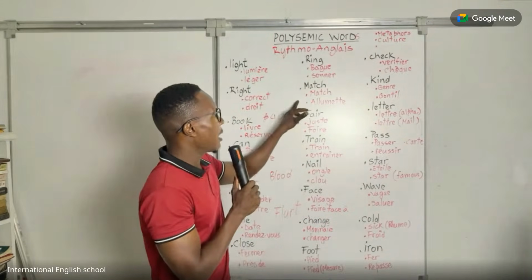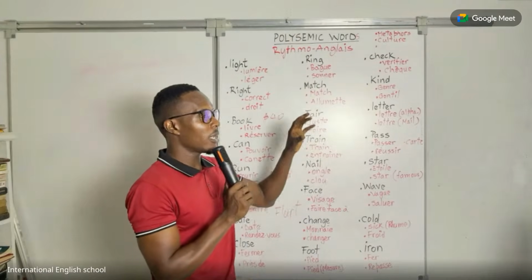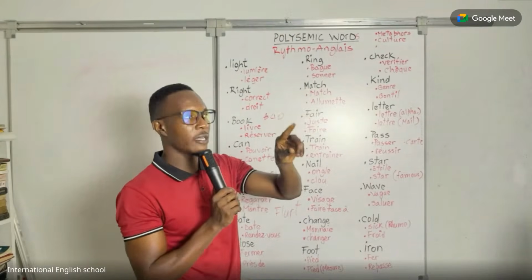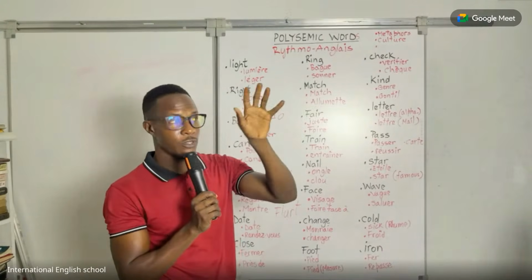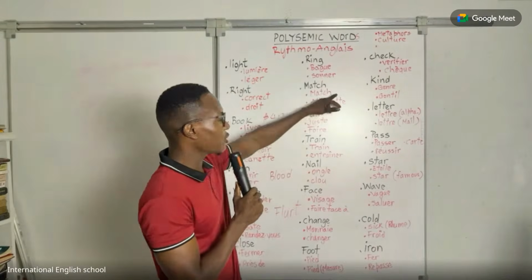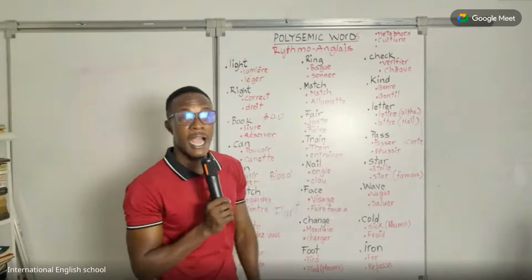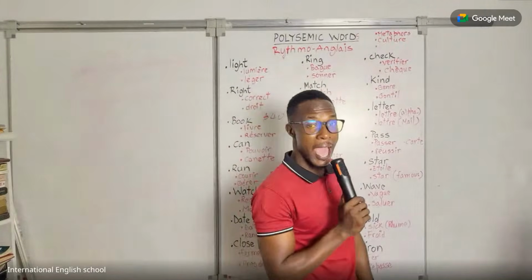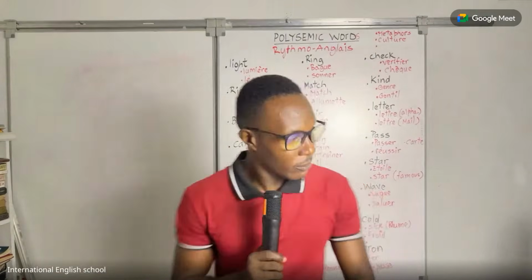Match can also be a verb, to correspondre, to match the letters to the numbers. Faire correspondre. You say to match two things. The next one is allumette. You say match, allumette, the match.